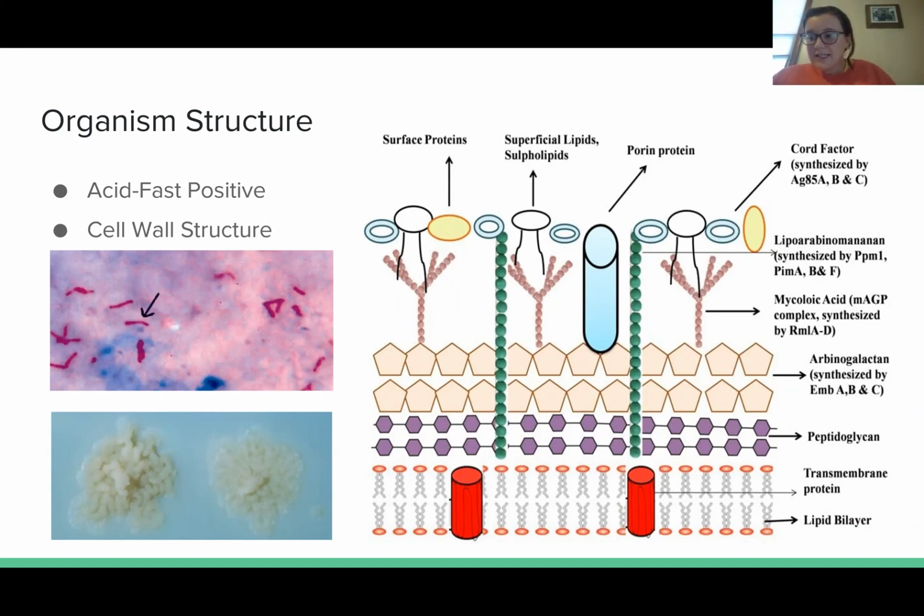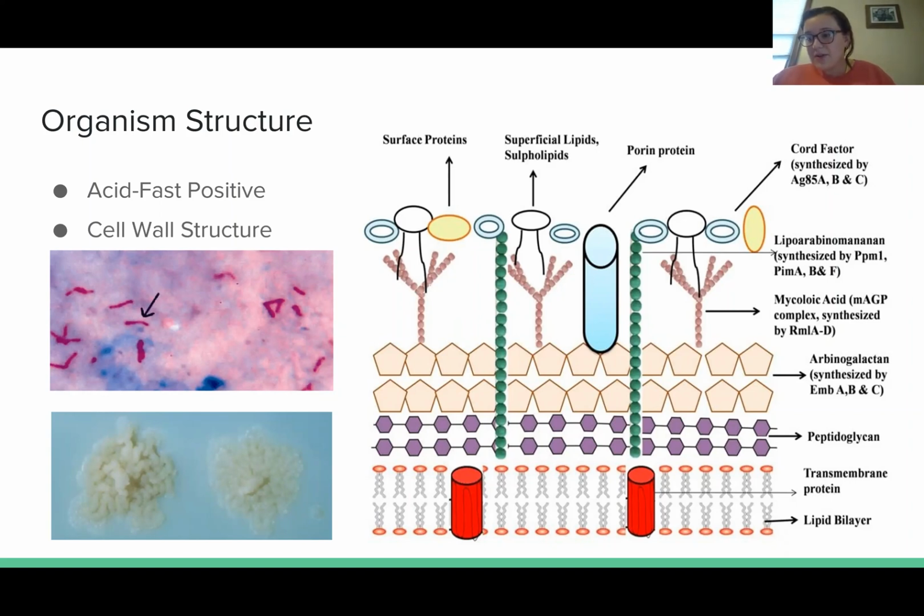The mycolic acid is what makes this organism acid-fast positive. The mycolic acid is also thought to contribute to the virulence factors of the organism, as it helps to make the cell impenetrable to oxygen radicals formed by phagocytic granules.